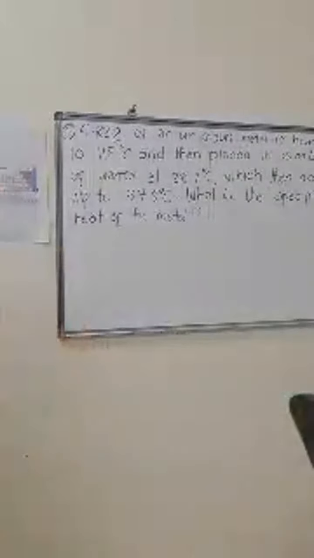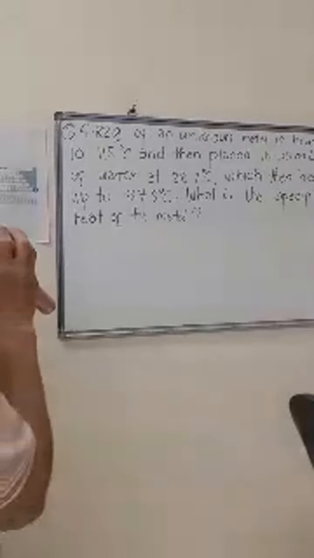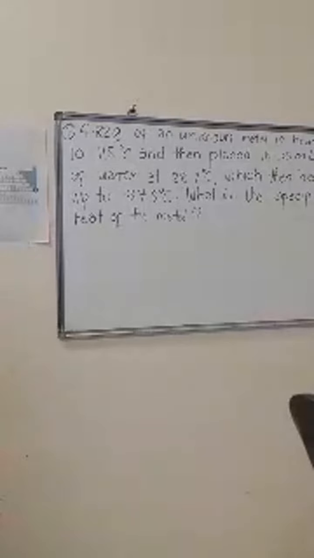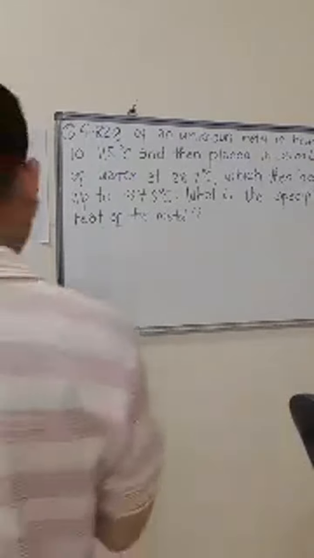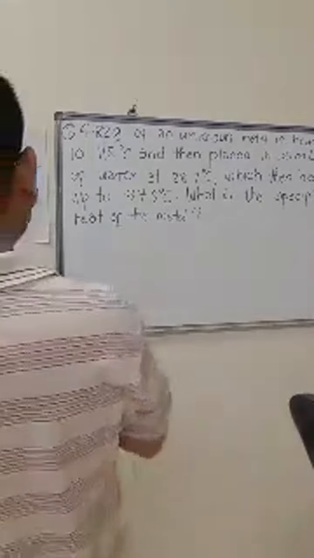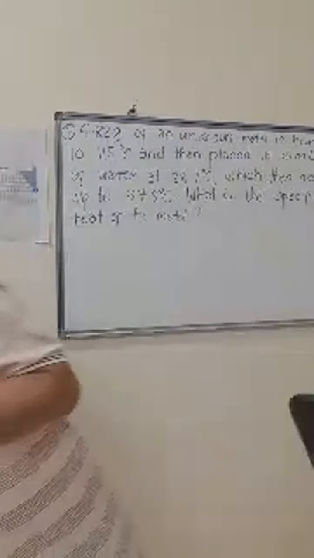Okay. 4.82 grams of an unknown metal is heated to 150 degrees Celsius and then placed in 35 milliliters of water at 28.7 degrees Celsius, which then heats up to 34.5 degrees Celsius. What is the specific heat of the metal? Oh my gosh. Okay, already discussed it a while ago, right? So, specific heat ang ipangita mga palangga.